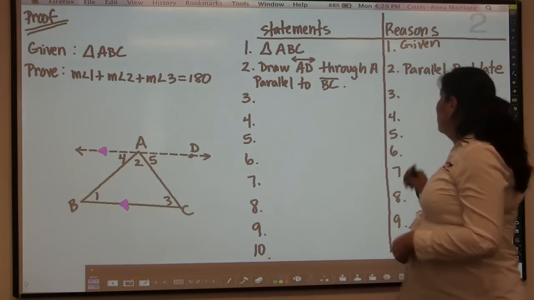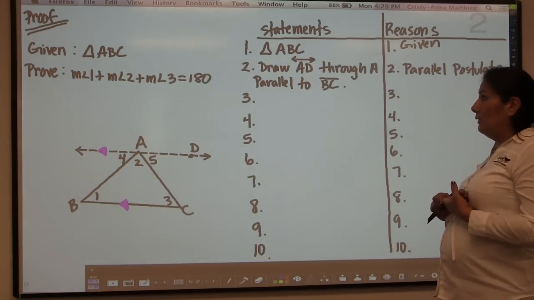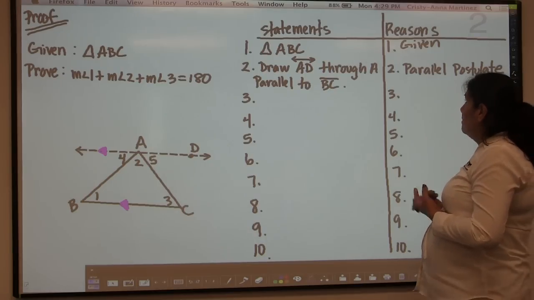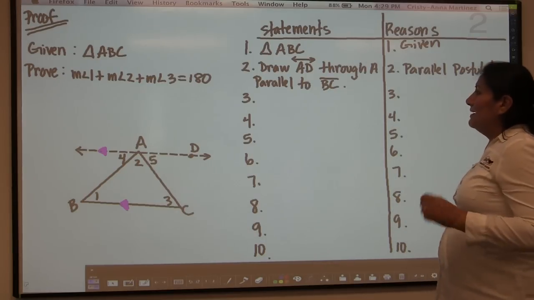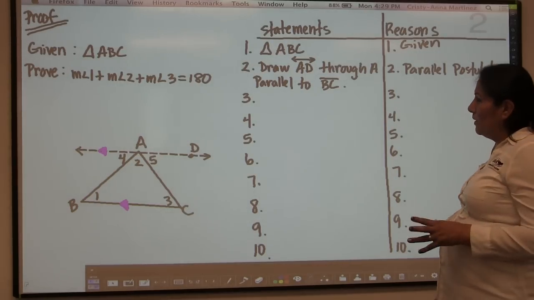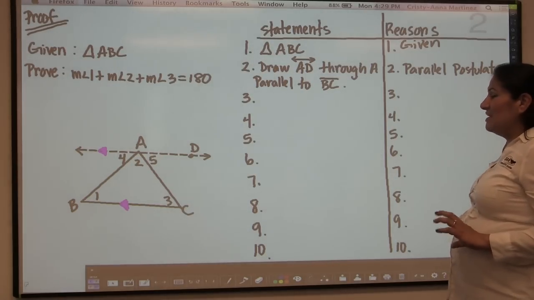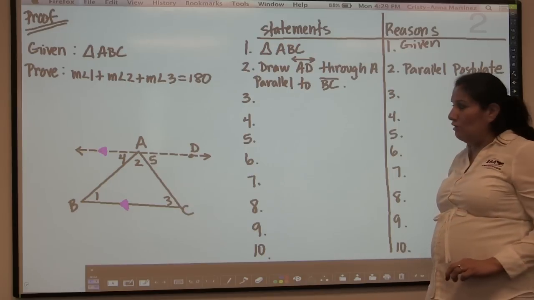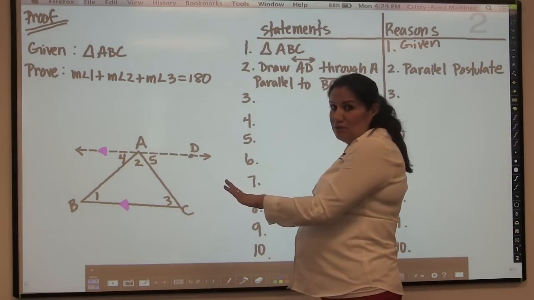So here we have our statements and our reasons. We're going to start with our given like always. Given triangle ABC, and the reason for that is, well, it's given. My second step is kind of strange. You might not be used to something like that. But what I've done is I've added to the diagram itself. And I've already done that ahead of time so I can save some time.